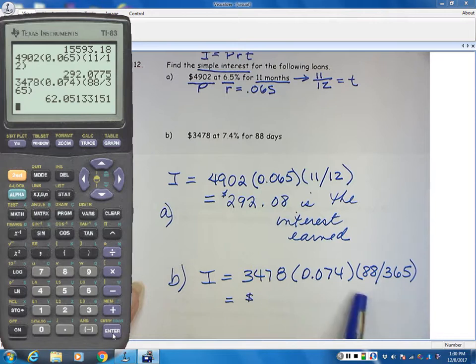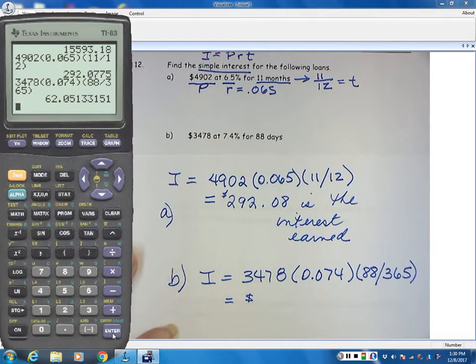Not much interest. Well, 88 days isn't very long. It's not even 3 months. It's a decent amount of money for not doing anything with it besides just sitting in the bank. Yeah, it's a pretty decent rate of return for doing nothing.